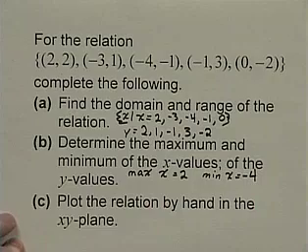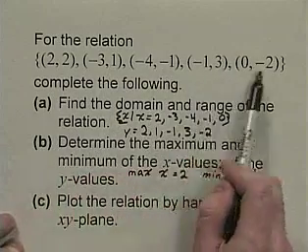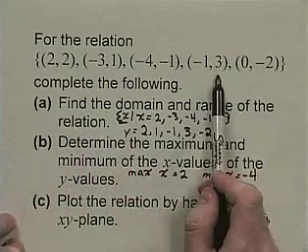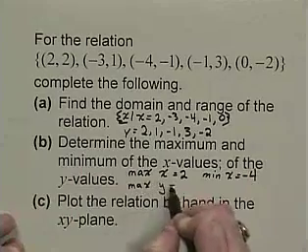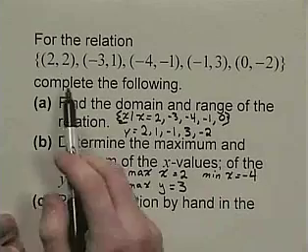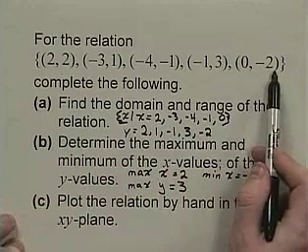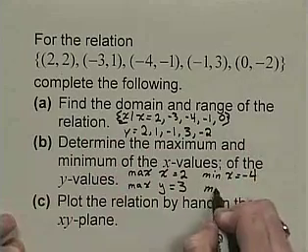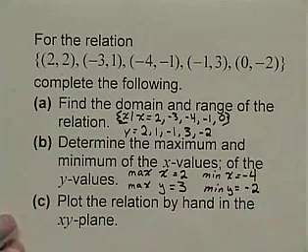How about for y? Let's look for the max. 2, 1, -1, 3, -2. Well, the biggest y is 3 there. So the max value of y is equal to 3. How about the minimum value of y? 2, 1, there's a -1, 3, and a -2. -2 is our smallest value. So the min of y is -2. So now we need to plot these relations by hand on the xy plane.